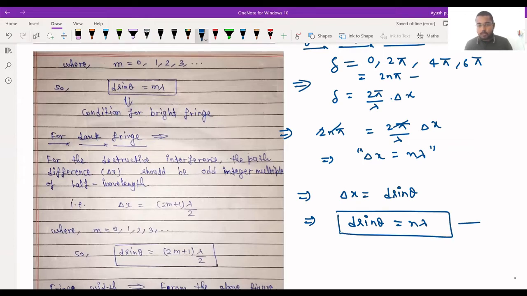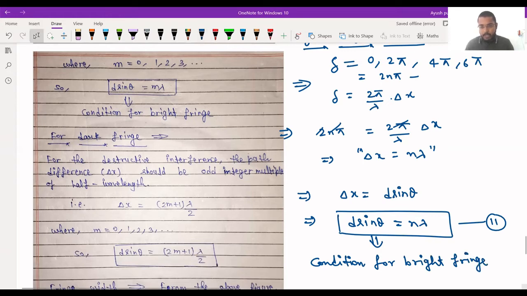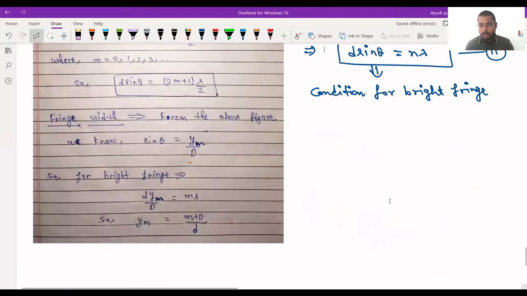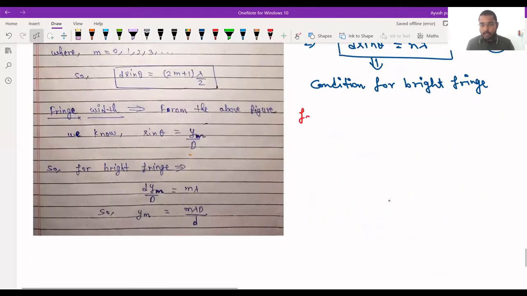Now call this equation second, and this is known as the condition for bright fringe. You should remember this condition because it is important and will be used in solving numericals. Now let's see for dark fringe.